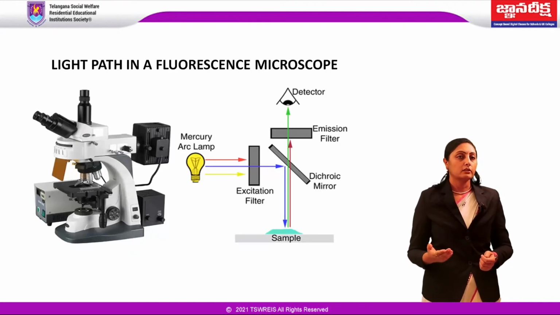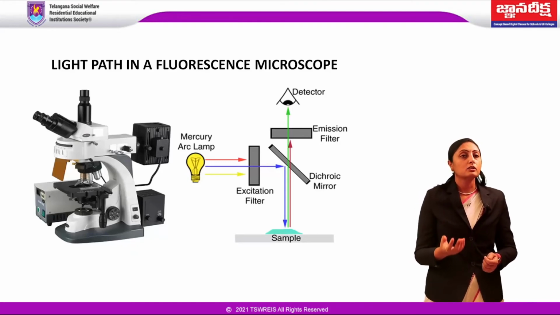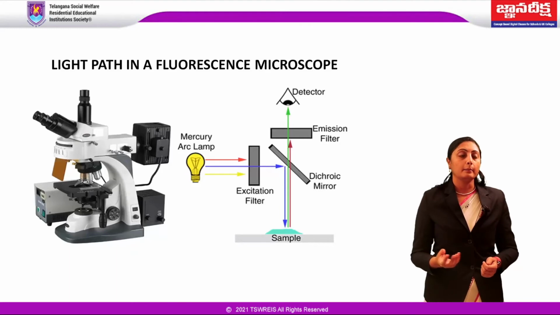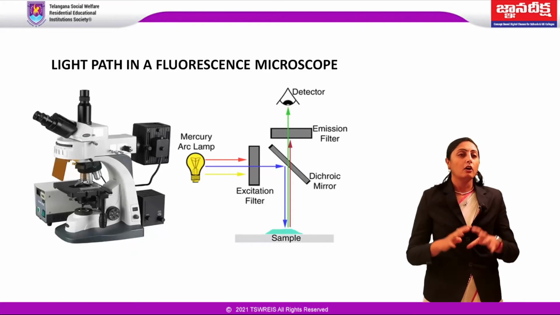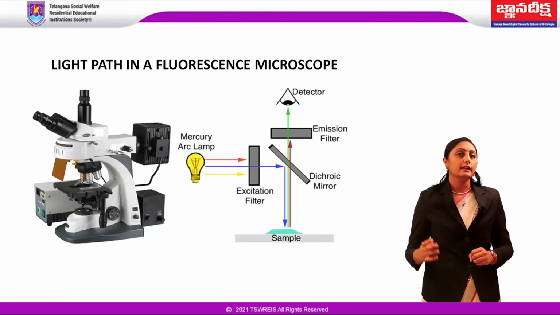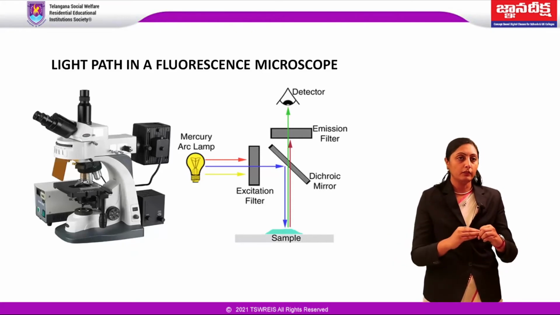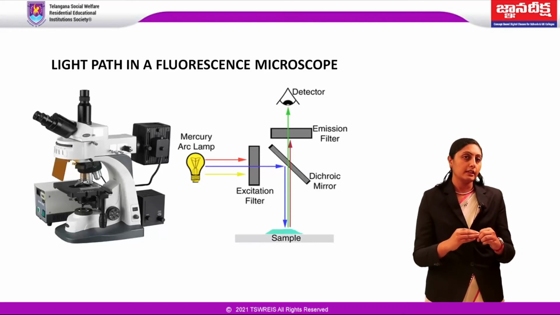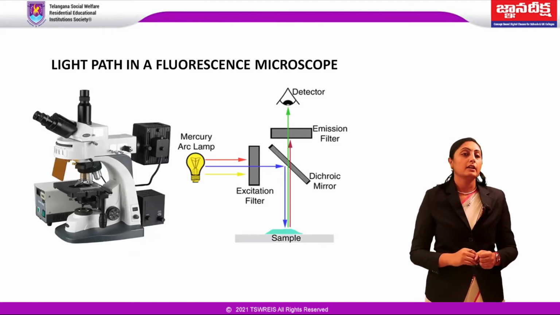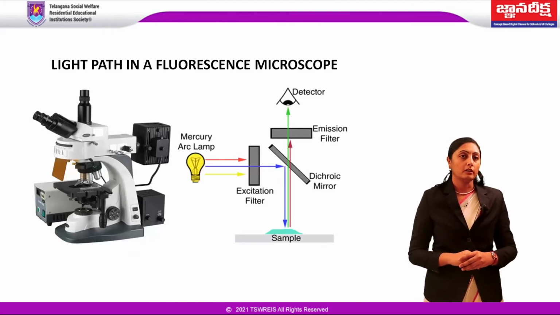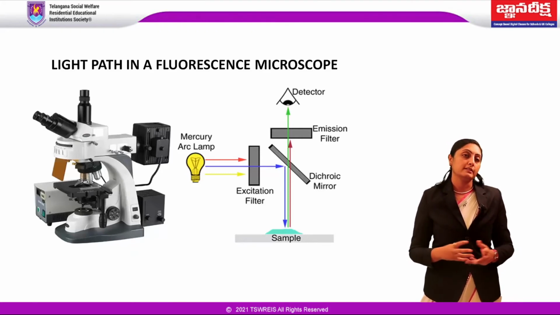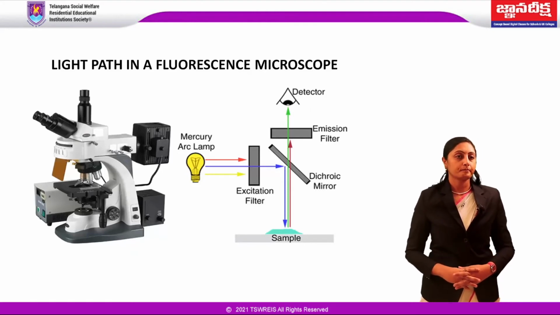A fluorescence microscope generally consists of a mercury arc lamp or halogen lamp as the light source. The visible light, consisting of all the colors of VIBGYOR, then passes through an excitation filter. Here you can see only the blue light is allowed to pass through this filter, whereas all other colors are blocked, as the fluorochrome is excited by the blue light.